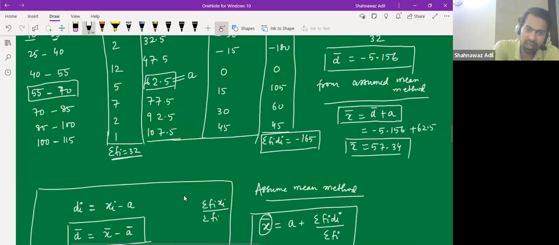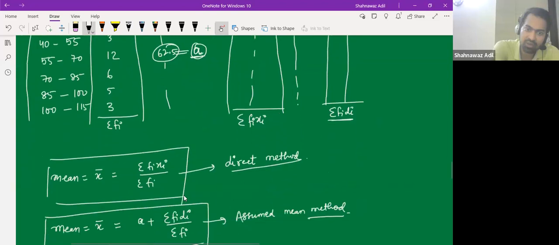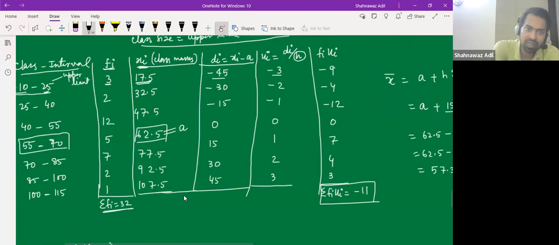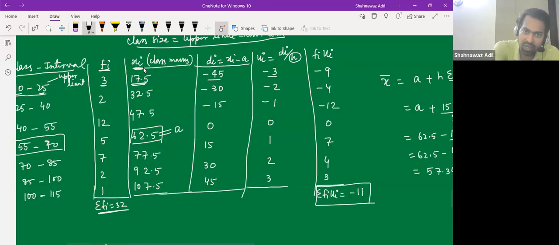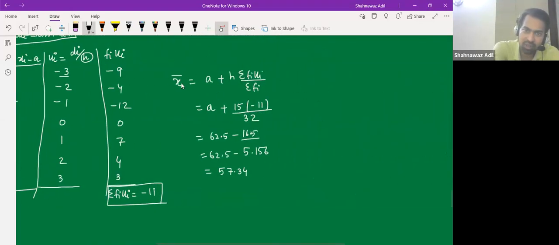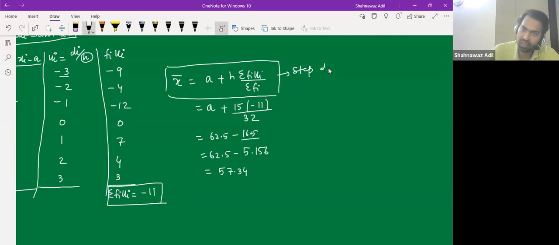So in the step deviation method, what do we calculate? We have this table. We calculate class marks, then we calculate di, and then we calculate ui. ui is simply di by class size. And then we make the table of fiui. Whenever we have fiui, we sum them up. We have a summation of fi. So from that, we calculate the mean, right? So this is called the step deviation. Any doubt, guys? Any doubt?